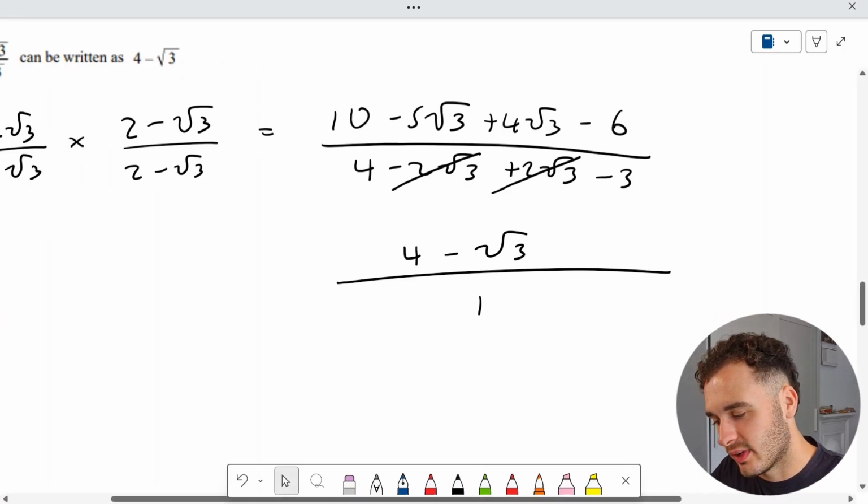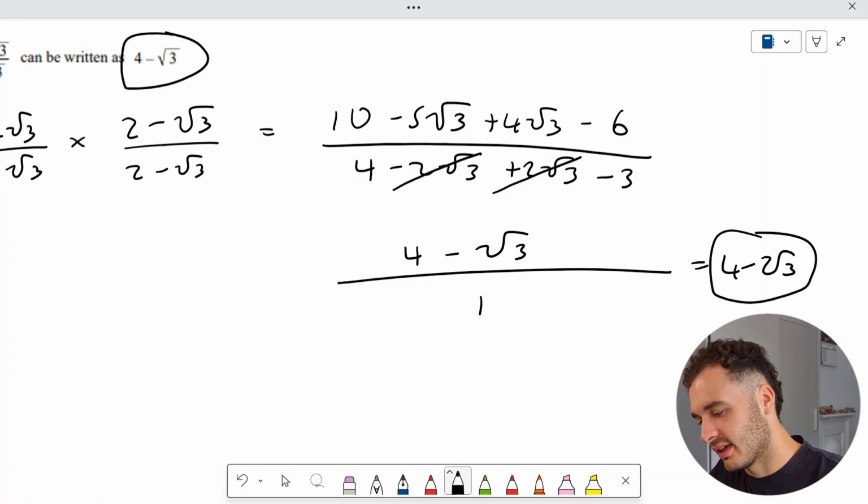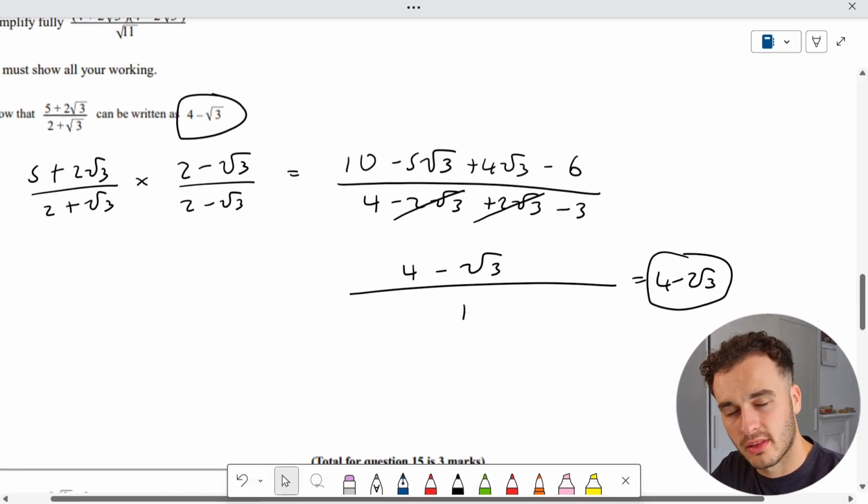So we can see that this divided by 1 is 4 minus root 3, which is what our answer was asked to be expressed as in the original question. So hopefully that makes sense.